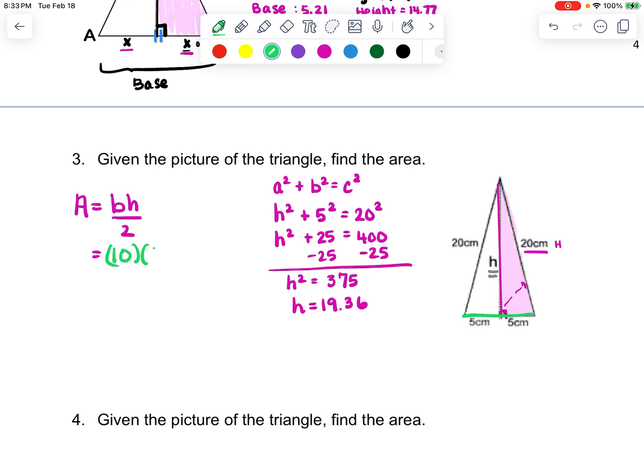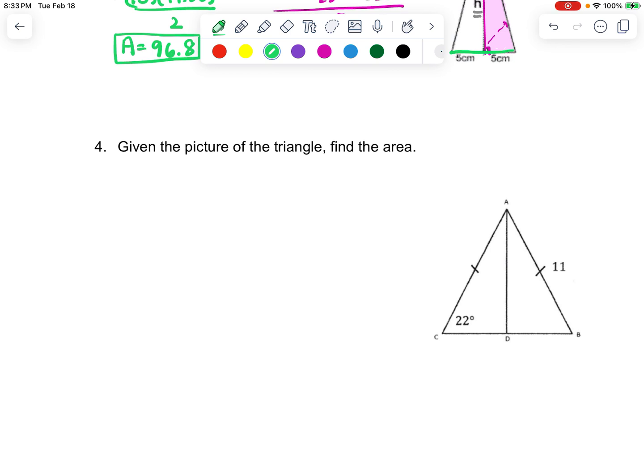The height is 19.36 and then divided by 2. So if we do 10 times 19.36 divided by 2, my area is going to be equal to 96.8. That's what I'm getting. Okay.